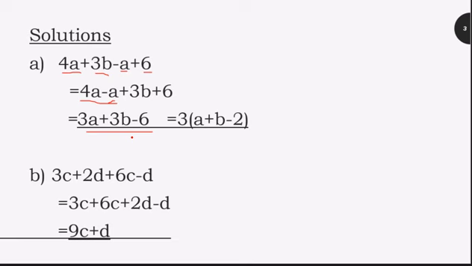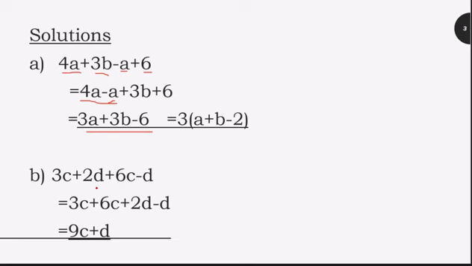What do you do? You factor out 3 because 3 is common in all these terms. So you remove 3. And here you have open bracket a plus b plus 2. Where does 2 come from? When you divide 3 into 6, you get a 2 because 3 goes into 6 2 times. Let's go to the next question.